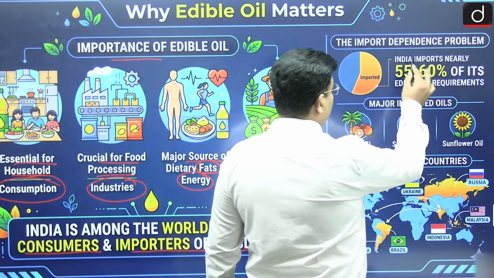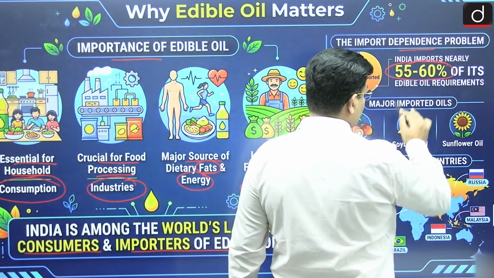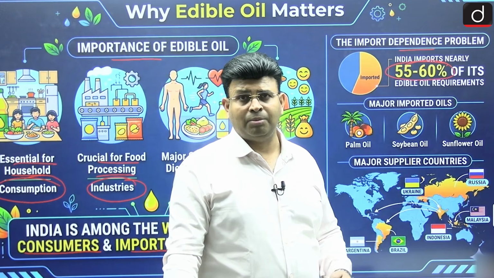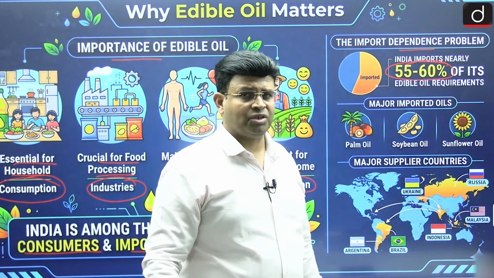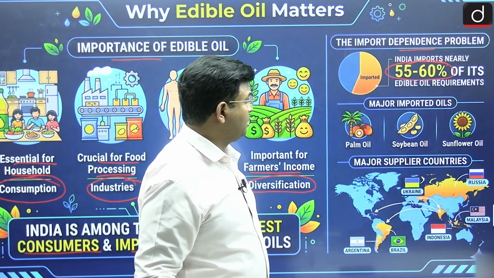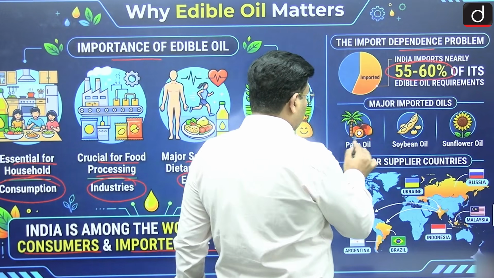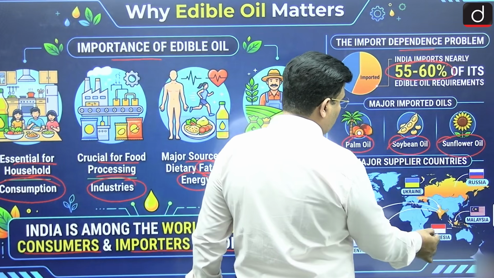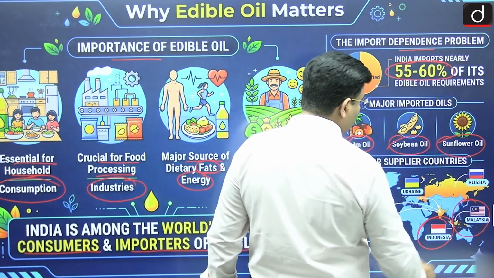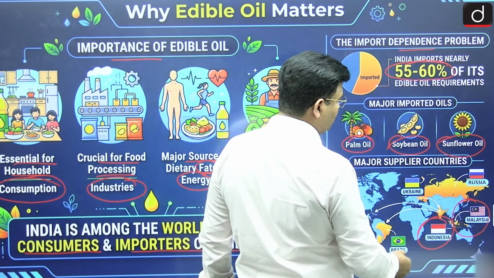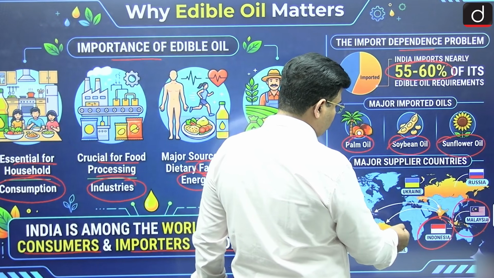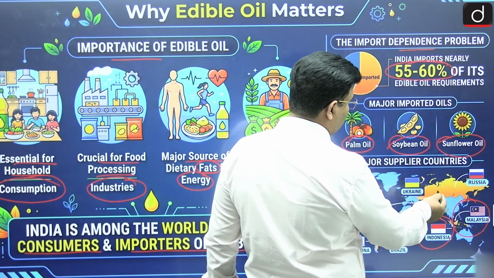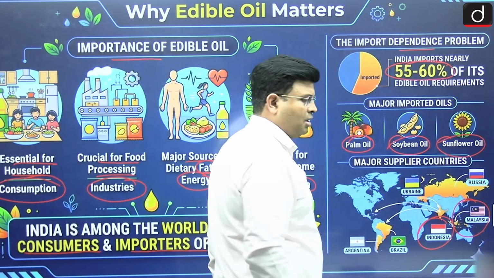And import dependency: it is around 55 to 60% of the edible oil we are consuming at present that we are importing. So the major imported oils are palm oil, soya bean oil, and sunflower. Is it okay? Palm oil is coming from Indonesia and Malaysia, and soya bean and sunflower come from Brazil and Argentina, and soya bean and sunflower also from Ukraine and Russia.